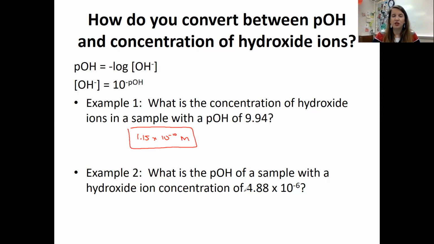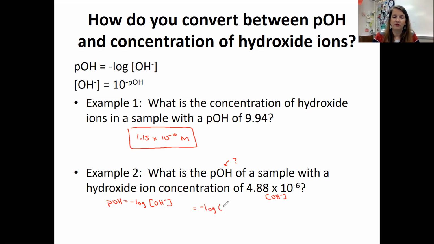Now, example 2, which equation are we going to use? We are going to use the top equation, pOH is equal to negative log of hydroxide, because we are looking for our pOH, that's our unknown, and it's giving us our hydroxide ion concentration. We know that this is that. So when we solve for this, we're going to take our negative log of 4.88 times 10 to the negative 6.